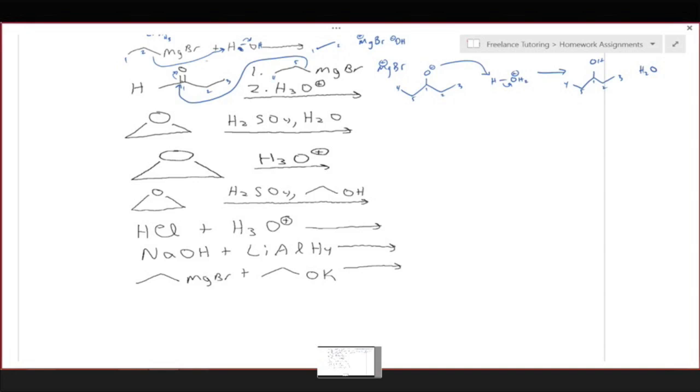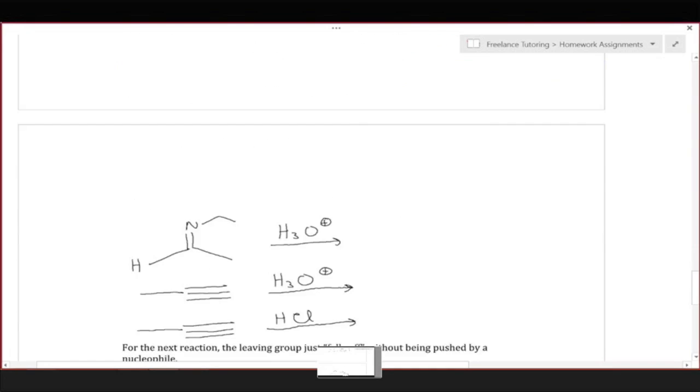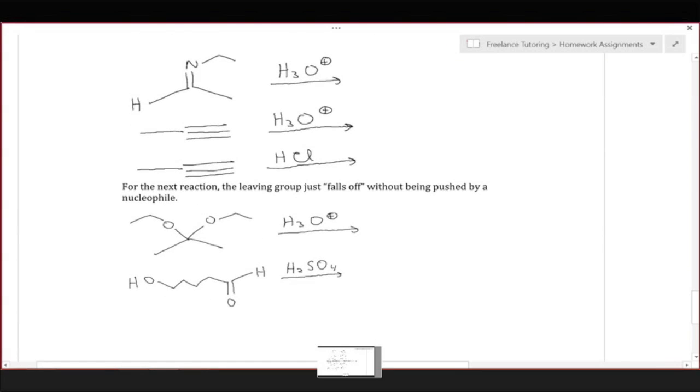All right, let's scroll down. I'm not going to go through all of these. I'd like you to try these again as homework to save time for the tutoring session. So let's do the second alkyne reaction here.